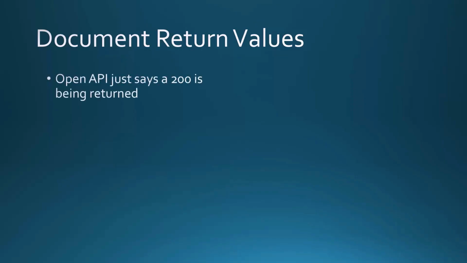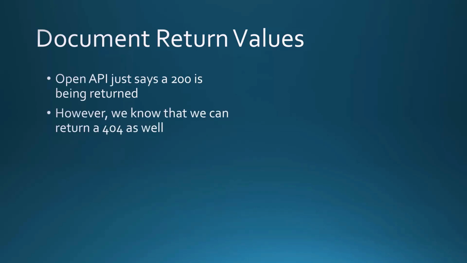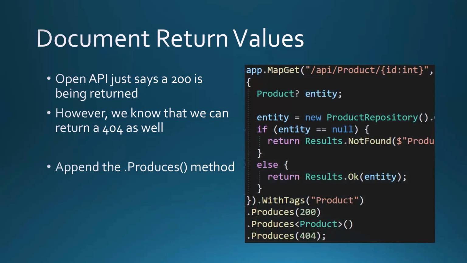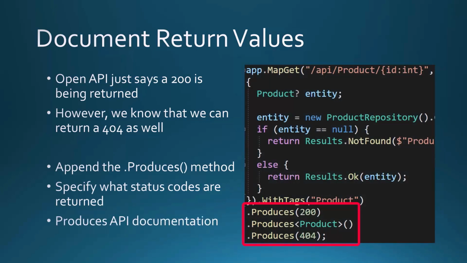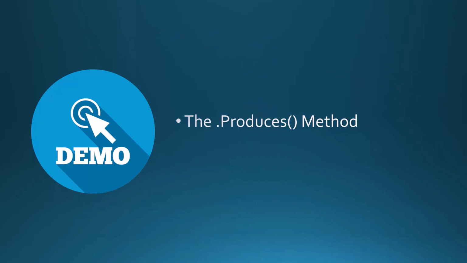Another problem that we have right now is the Open API, when you expand that out, just says that 200 is going to be returned because it doesn't know anything else. But we know that we've added some returns for a 404 as well. Well, what we can do is append a produces method that will specify what the status codes are returned and produces API documentation about the actual object or objects that will be returned. So let's take a look at using the produces method.